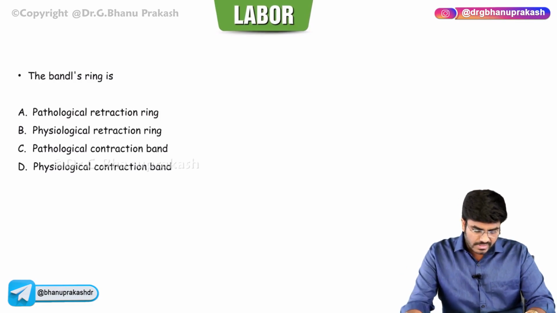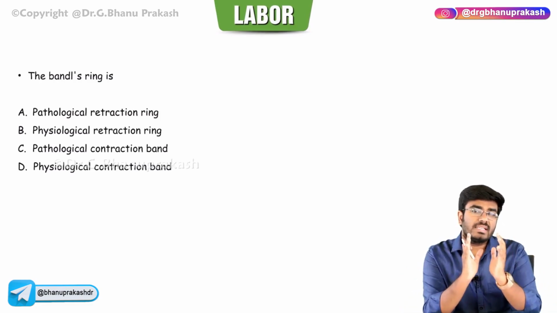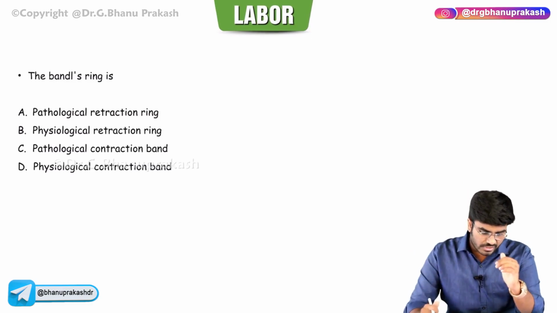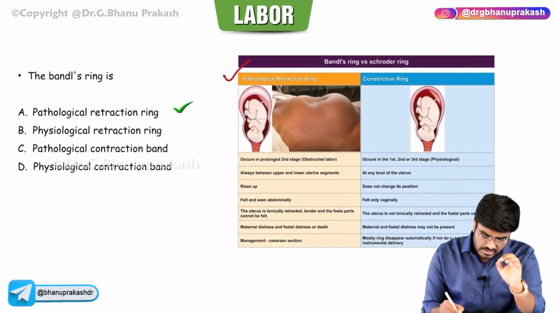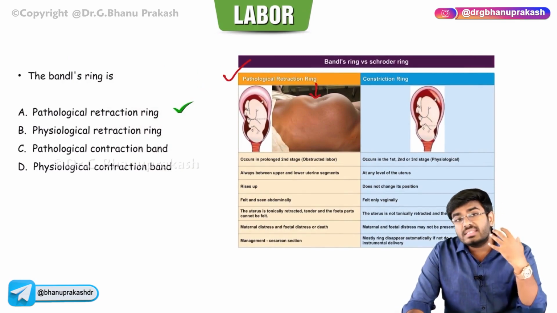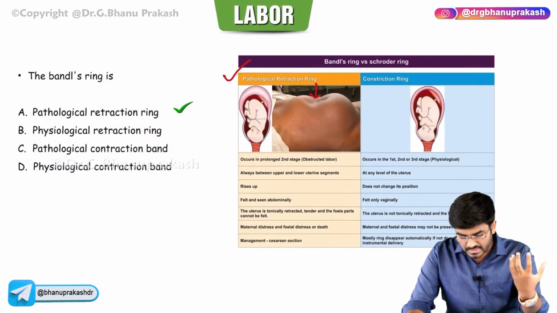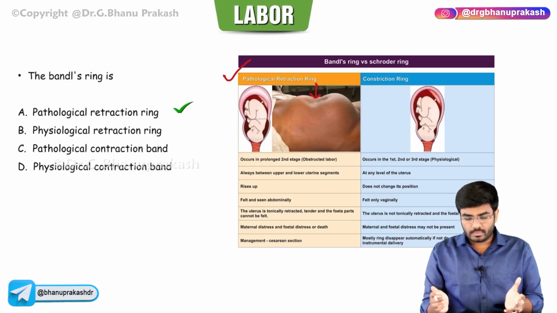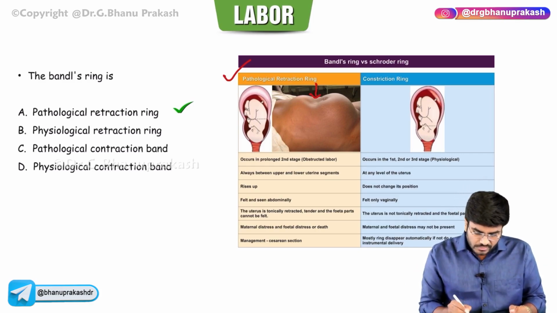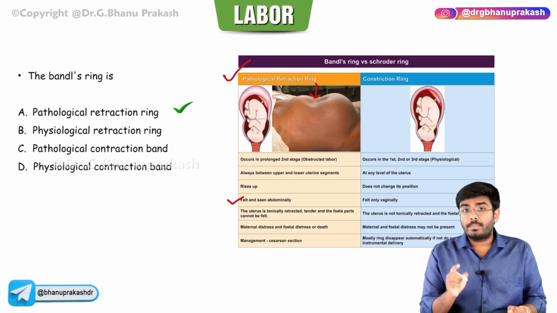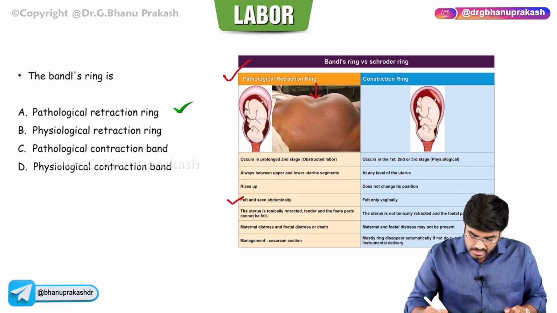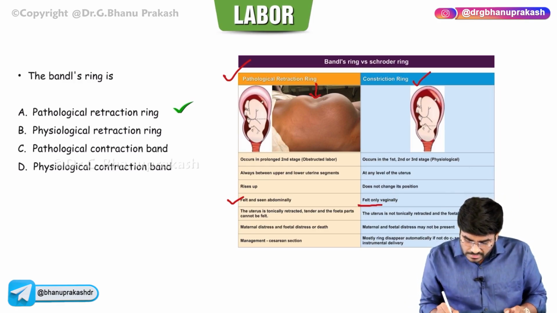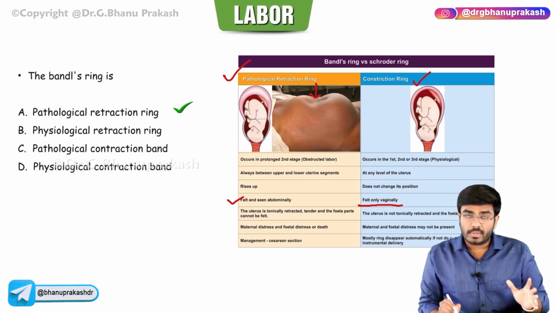Now, Bandl's ring, guys, we have seen what exactly is Bandl's ring and the constriction ring. See, Bandl's ring is a pathological retraction ring which can be seen and felt abdominally. But we have discussed in the topic of labor that the constriction ring can be felt only vaginally. It cannot be felt abdominally.